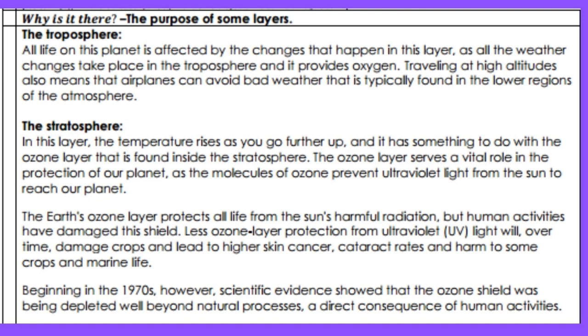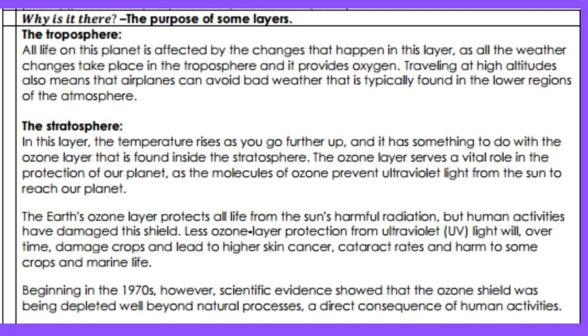The stratosphere. In this layer, the temperature rises as you go further up, and it has something to do with the ozone layer that is found inside the stratosphere. The ozone layer serves a vital role in the protection of our planet, as the molecules of ozone prevent ultraviolet light from the sun from reaching our planet.